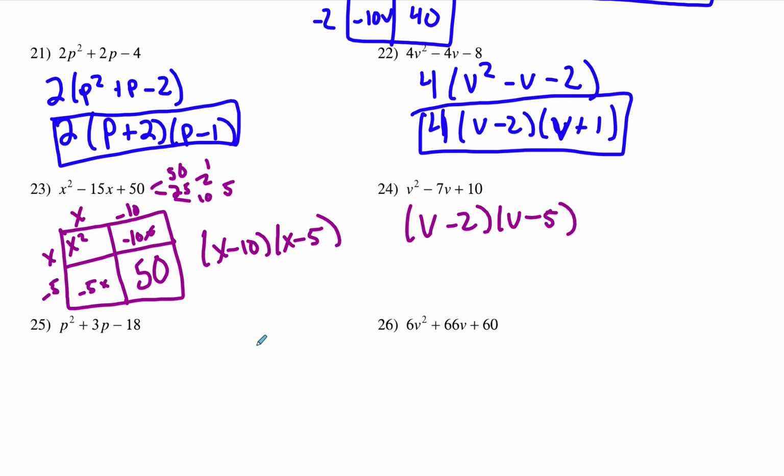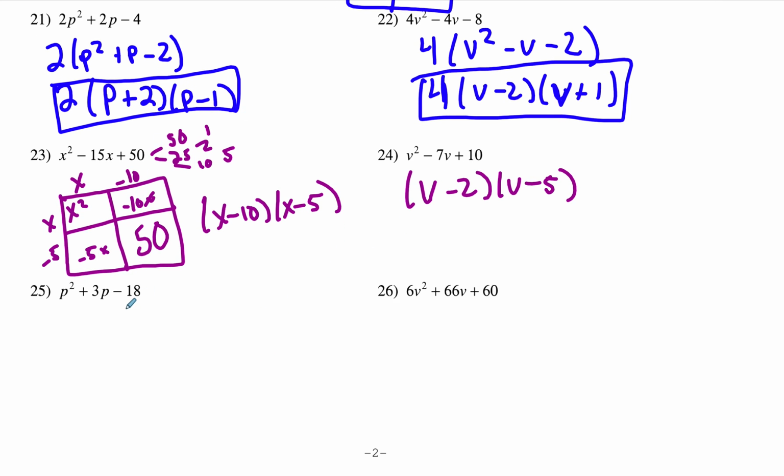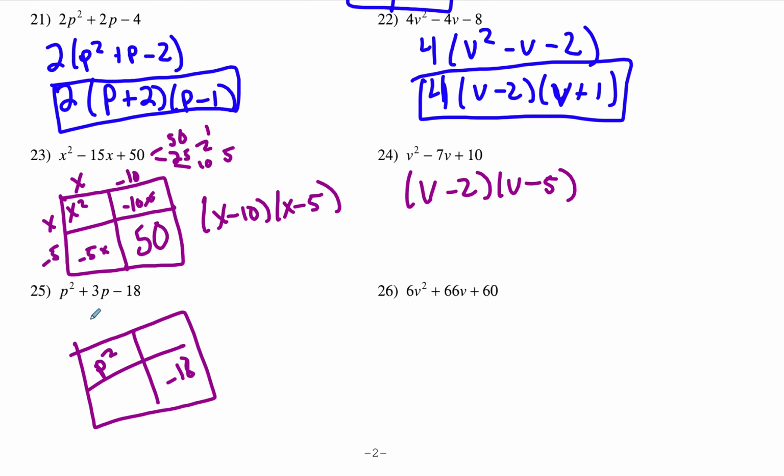Okay. Moving on down the line. Again, I got an a value of 1. Let me set up my box. Boom, boom. So I've got p squared minus 18. So it's going to be p, it's going to be p. How am I going to get 18? Negative 6 and 3. Because actually plus 6 and minus 3. So I'll get negative 3p and 6p.